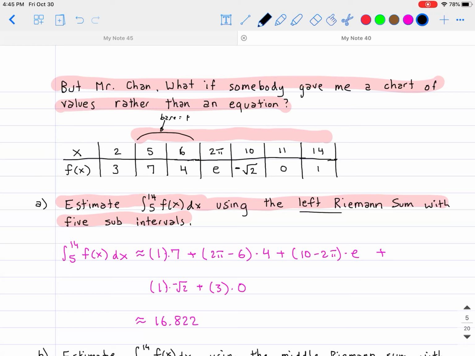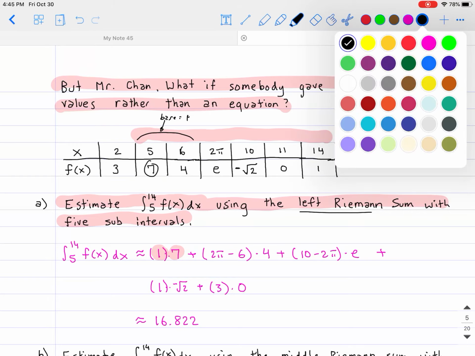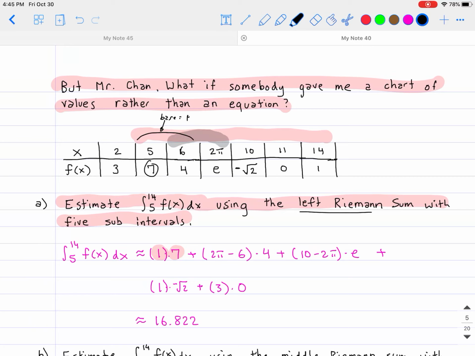The first partition is the first piece from 5 to 6. The base is equal to 1, and the height, since we're referring to the left-hand rule, is going to be equal to 7. So that's where I got this part right here, 1 multiplied by 7, because 1 is the difference between 5 and 6, and 7 is the left-hand height between the interval of 5 and 6. The next part, same thing.